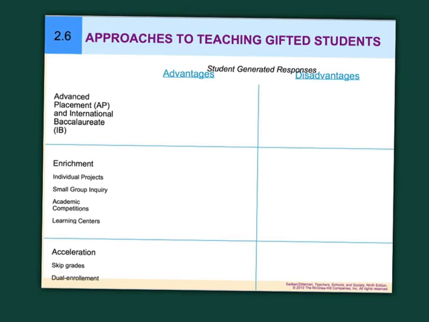Enrichment: individual projects, small group inquiry, academic competitions, learning centers, so enriching the general curriculum for gifted students. Advantages, it does give them a sense of agency and a sense that someone is recognizing that they need more than what's in the general curriculum. Disadvantages, again, I think it does sometimes single students out, and sort of creates this divide between them and other students. Not always, but sometimes. And then acceleration. You could skip a grade, you could be dual enrolled, particularly in high school, in college and high school classes.